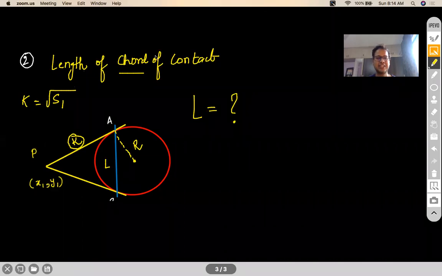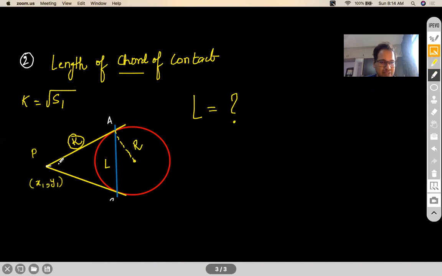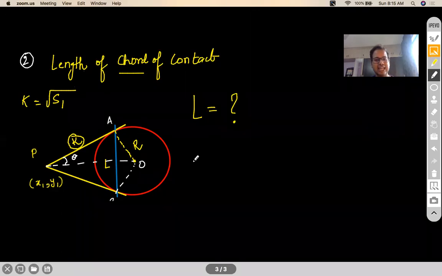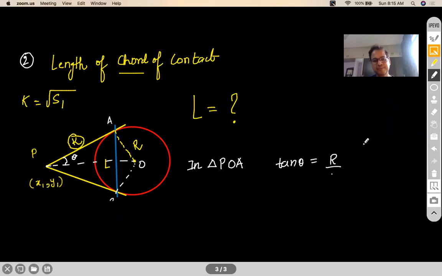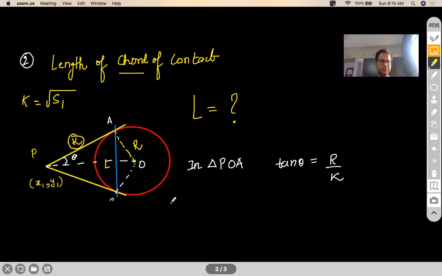Okay, so let's discuss it. It is not a big deal. We all know from our class 10th days that these two triangles are congruent. So this angle and this angle are the same. Let's say I call this angle theta. Now, if you look at triangle POA, can I say tan of theta is R by K? Correct? Yes or no?